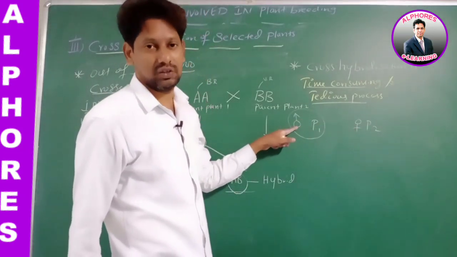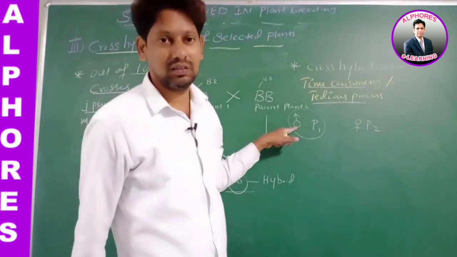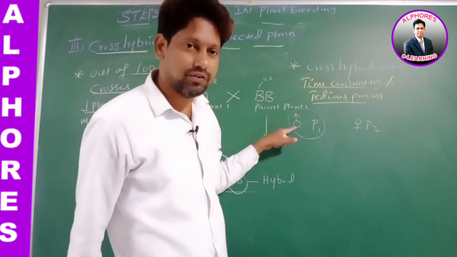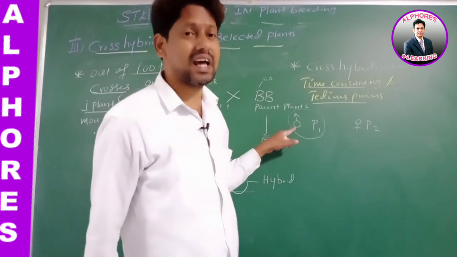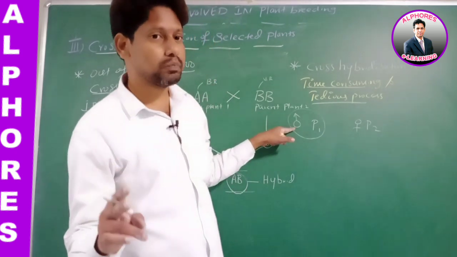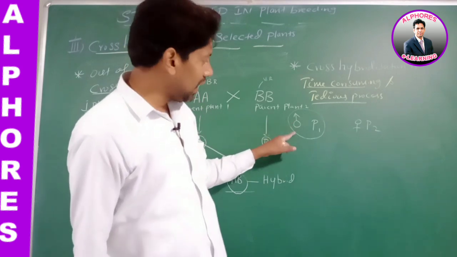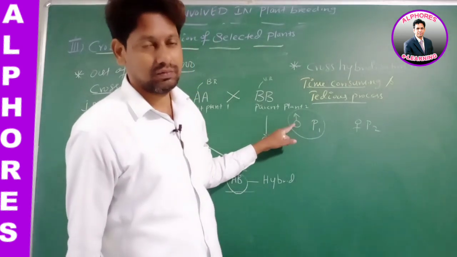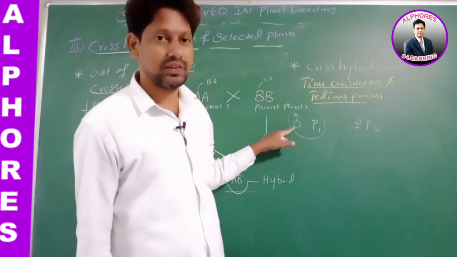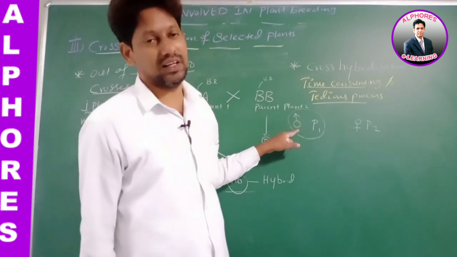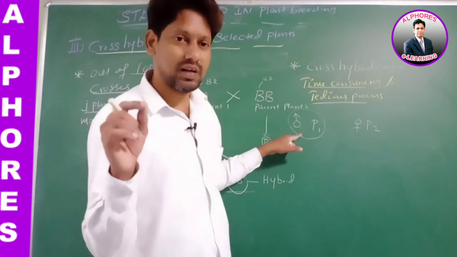Now what we have to do for artificial cross-pollination? We are collecting pollen grains from the anther of which parent? The male parent with desirable characters. The plant having desirable characters we selected as the male plant, the male parent. From it we are collecting pollen grains. We are collecting the pollen grains from anthers.